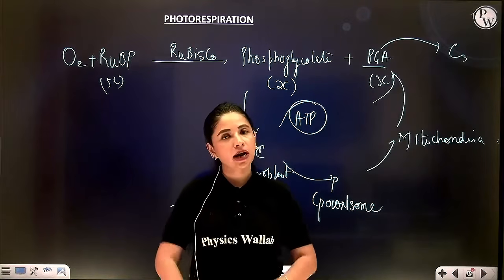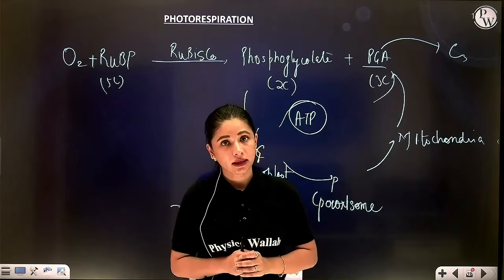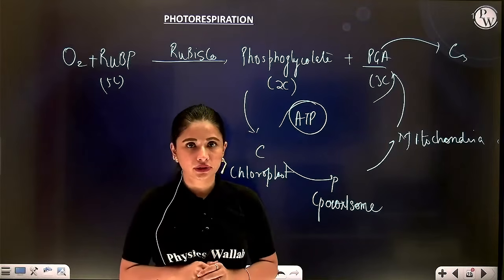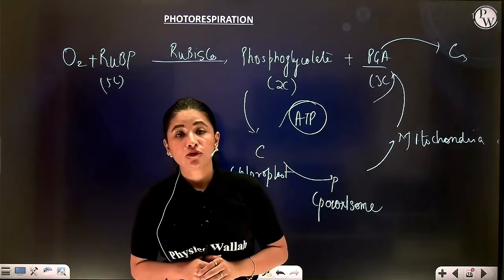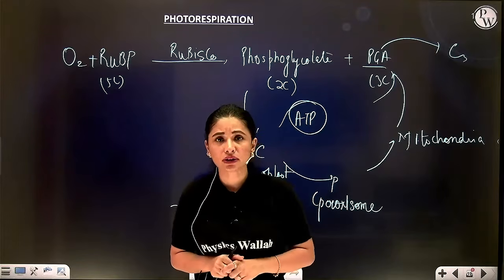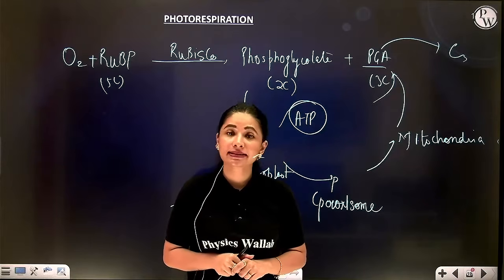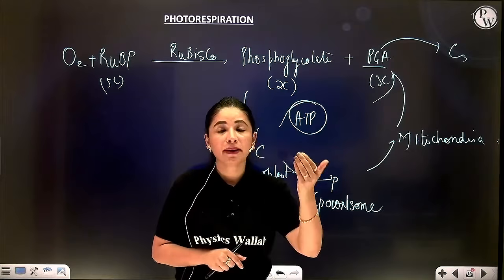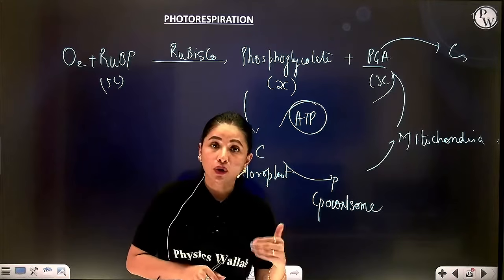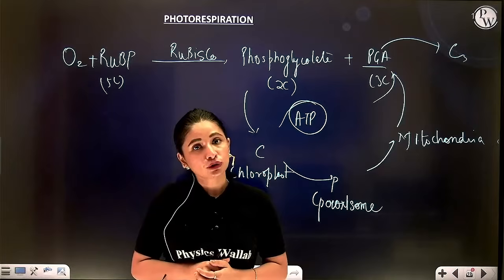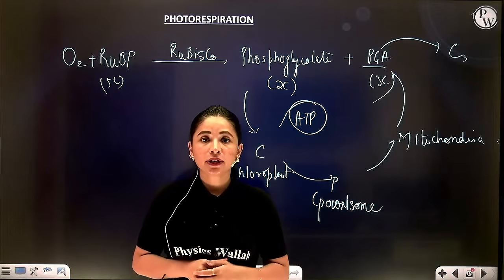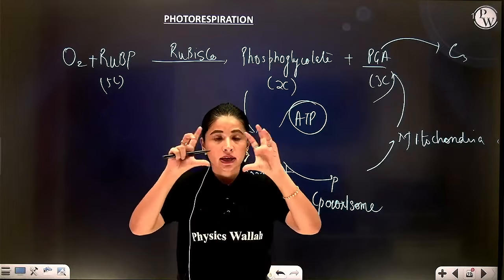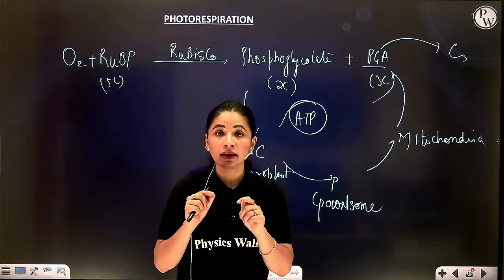Okay, C3 plants cannot escape, but there are certain plants which grow in dry tropical regions. These are plants which are already facing high light intensity, water stress, soil salinity, etc. These plants, in order to make better biomass production and to avoid the trouble of photorespiration, produce a different type of leaf anatomy. They produce a different type of arrangement of cells in their leaf.